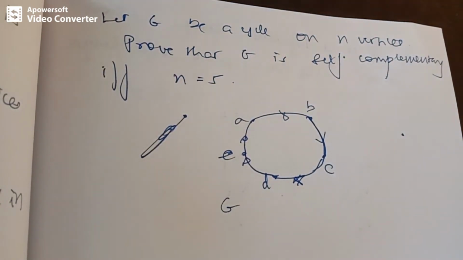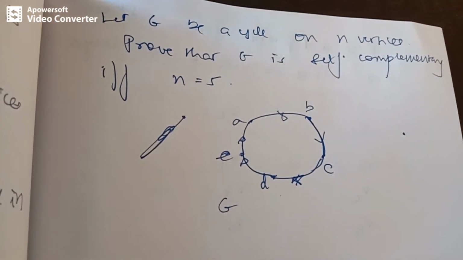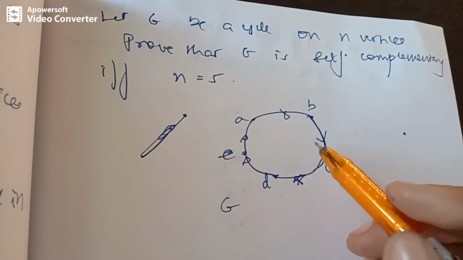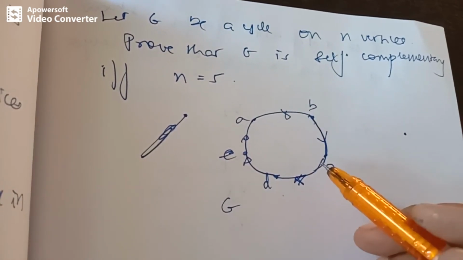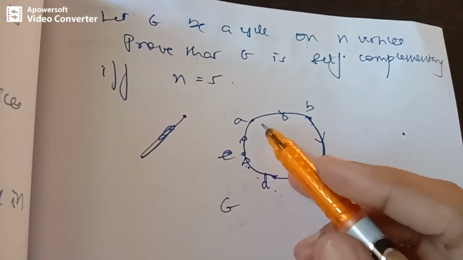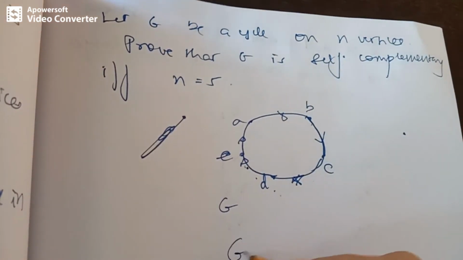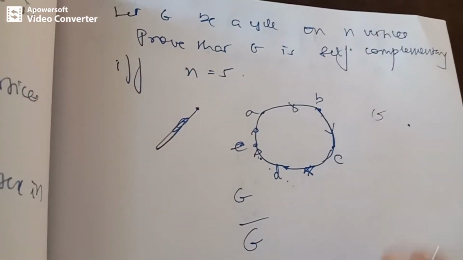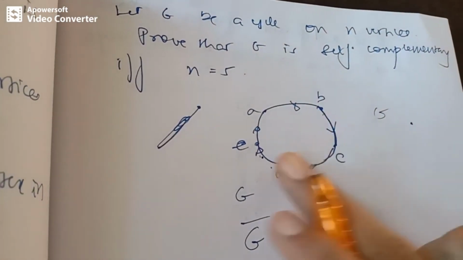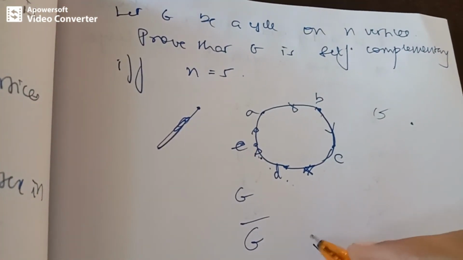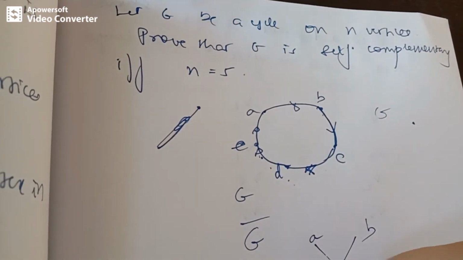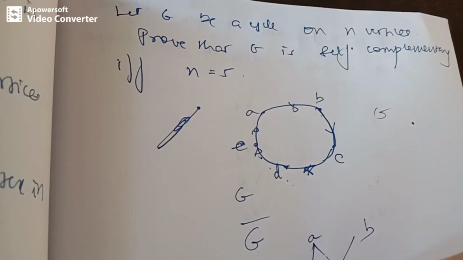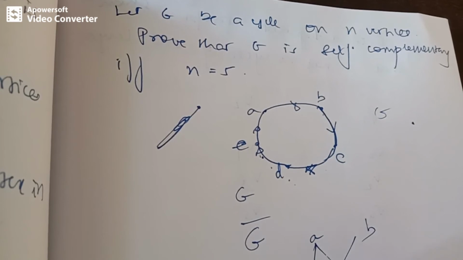So we know that for a cycle, if the order is 5, that means the number of vertices is 5, let's say A, B, C, D, E, and there are edges AB, BC, CD, DE and EA. So these are the edges. So what will be G complement? G complement has all the edges which are not there in this graph. That is, you will have an edge from A to C, from B to D, from C to E, from A to D, and from E to B.